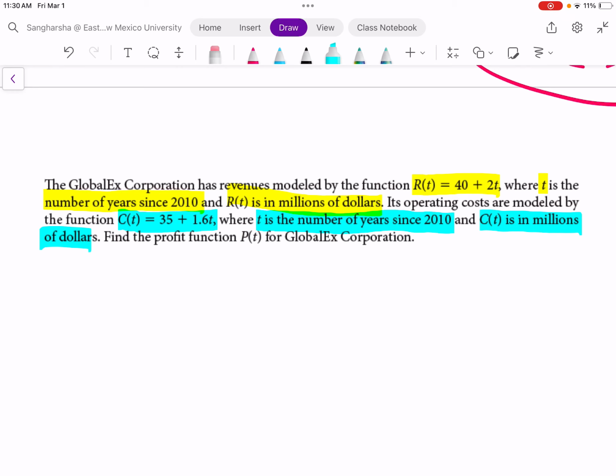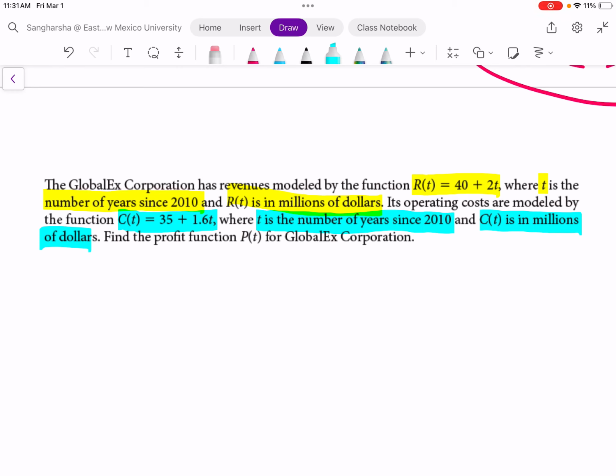Similarly, we can find the cost for the remaining years. Let's take 2012. What would be the cost function for 2012? Our t is 2, right? So we substitute t equals 2. 35 plus 1.6 times 2. 1.6 times 2 is 3.2, plus 35 is 38.2. So we have $38.2 million as the cost for 2012. This is how we can predict the future cost or the revenue.